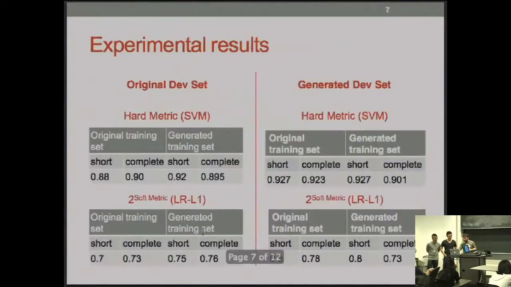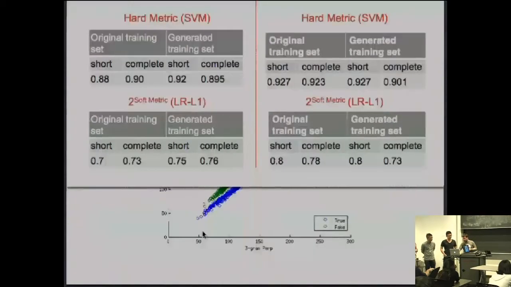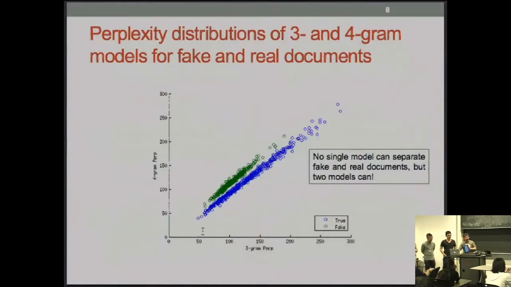The same machine learning methods. Experimental results are also similar to other teams, with our best results getting 0.92 accuracy on the dev set, and regarding the soft metric, I actually think we're doing worse. And this is our insight.